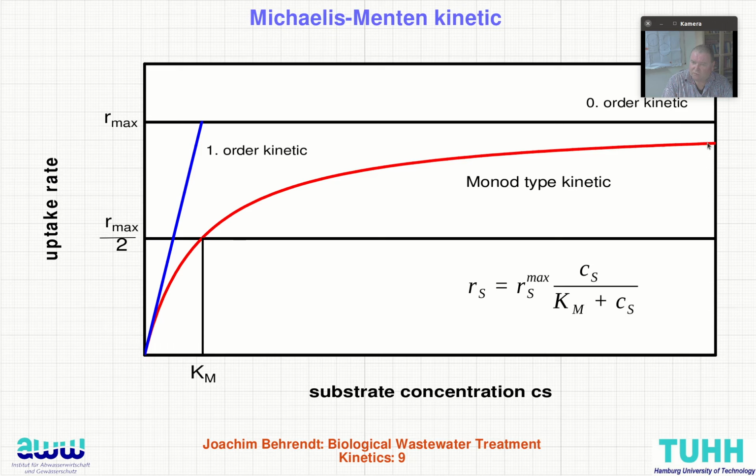Now for high substrate concentrations we are reaching the maximum uptake rate. For very small substrate concentrations, the behavior is similar to the first order reaction kinetics. In this case, Km is a lot bigger than Cs, and then we have first order reaction kinetics. In wastewater treatment, unluckily, we often want to have very small concentrations, and therefore we have small uptake rates.